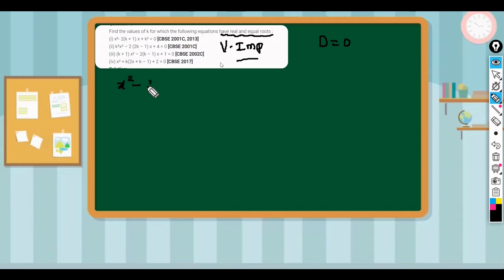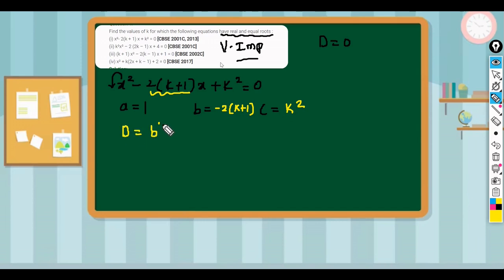So what is the first question? x square minus 2 into k plus 1 x plus k square equal to 0. What is the first step here? Finding out what is a, what is b, what is c. What is a here? 1. How did I get to know? Beside x square, nothing is there, therefore 1. What is b? Whatever is beside x, everything beside x is your b. So b is minus 2 into k plus 1. Since you have written a, b, c, next comes writing the formula for D equal to discriminant, which is b square minus 4ac.